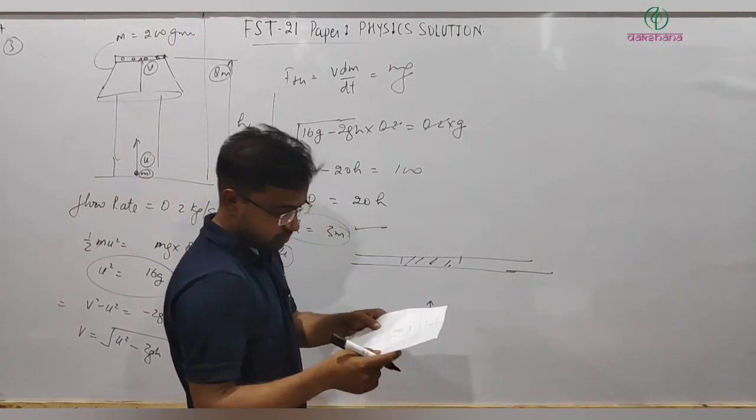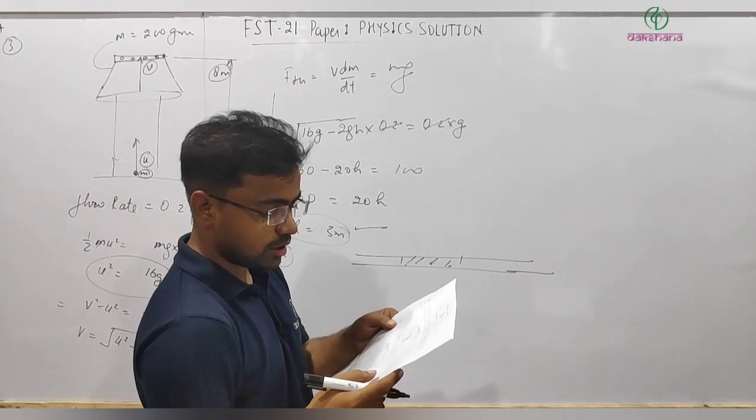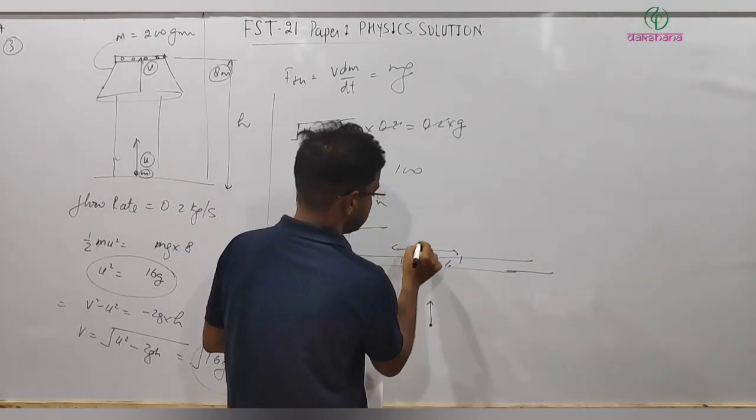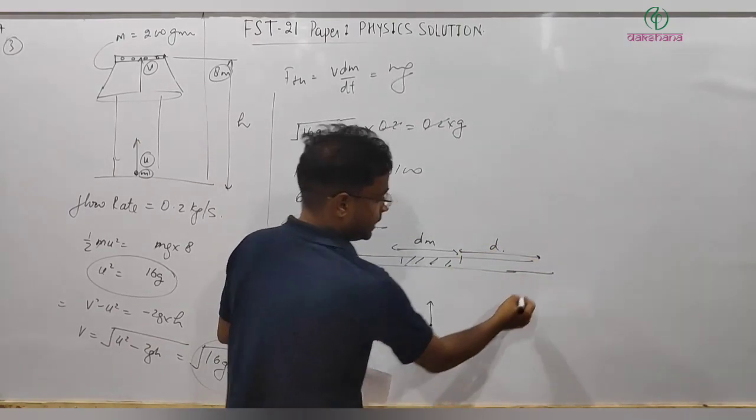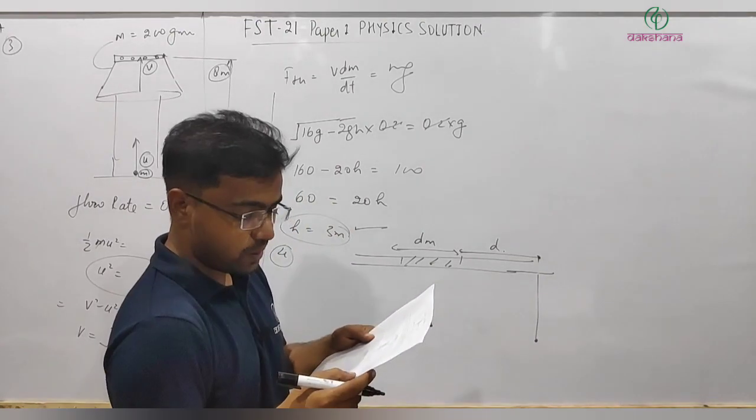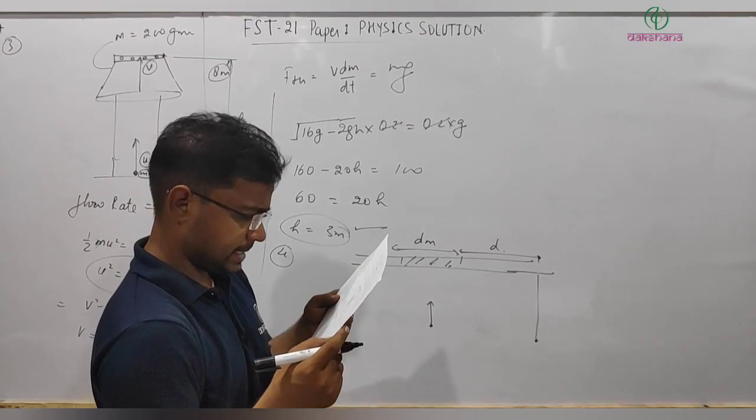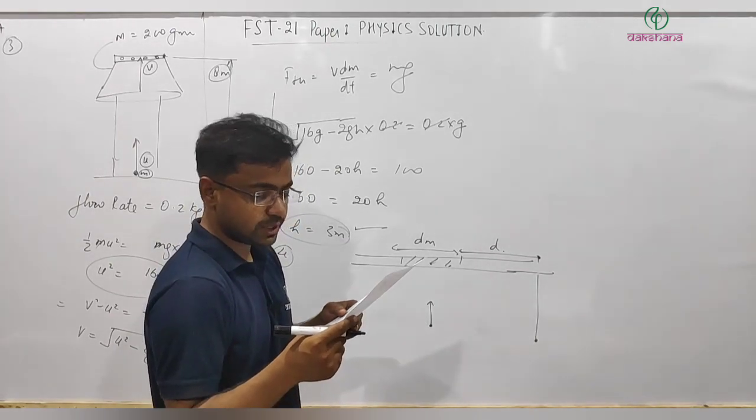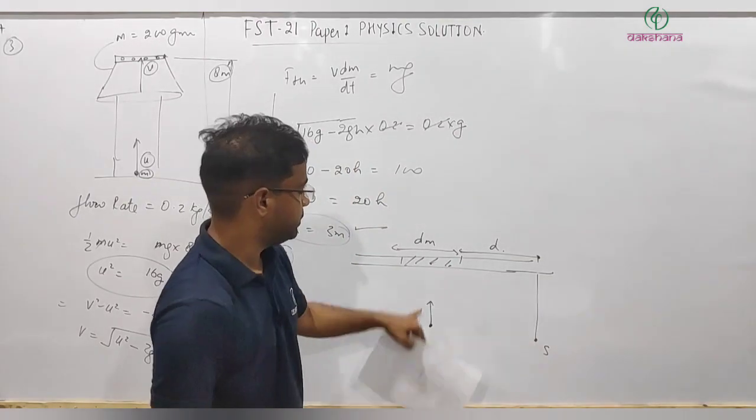A burglar B sneaks along the corridor directly toward the center of the mirror. This is given as 6 meter D, and from here another D, and along this one a person is standing. So if D is equal to 60 meter, how far from the mirror will B be seen when the security guard C is here, and here the burglar is basically moving in front of the mirror.